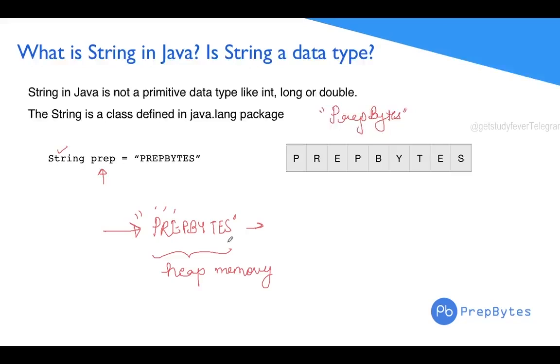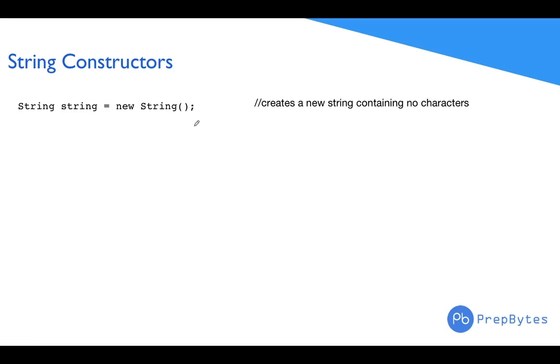Before that, we also need to know that there are various constructors of the String class. We are going to talk about a few of them here. So let's say we have to create new strings using constructors. How do we do that? Let's talk about a few string constructors. This is a string constructor with no arguments. It creates a new string in memory which does not have any characters.